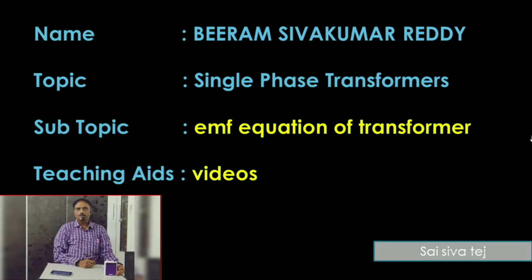This is Shiva Bigam signing in, and I am here to explain you the EMF equation of a transformer in today's session. In the last class we have seen the classification of transformers depending upon different constraints, and we know that a transformer is a device which works on the principle of Faraday's laws of electromagnetic induction.